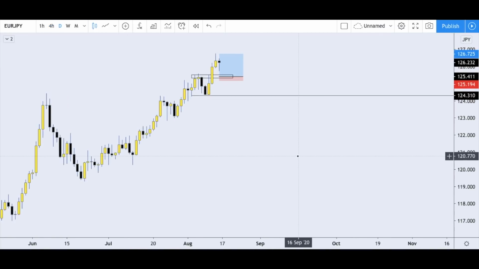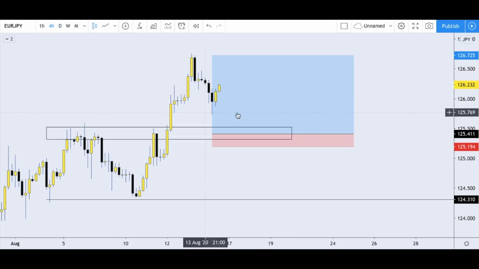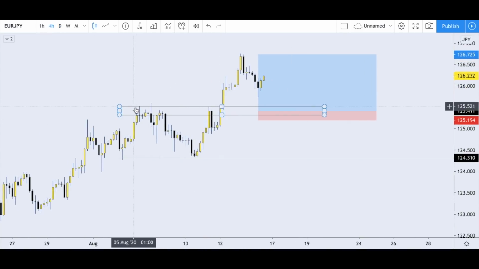EURJPY has been pushing up higher and higher. So we've just been pushing up higher, and there's no indication that the bears are starting to step in or starting to gain pressure over the bulls. So there's no reason to be looking for a sell position at the given time. EURJPY, we see this level of resistance has been holding for quite some time, and then we finally broke towards the upside with a strong bullish push right here.